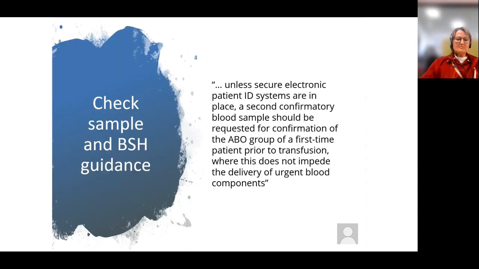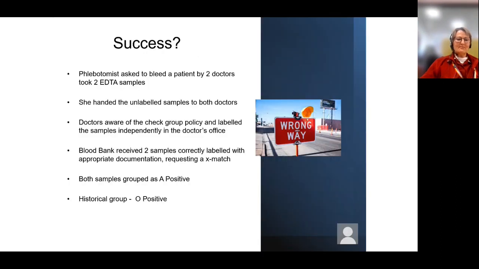Next slide, please, Terrie. The BSH guidance published in 2012 said that unless secure electronic patient ID systems are in place, a second confirmatory blood sample should be requested for confirmation of the ABO group of a first-time patient prior to transfusion, where this does not impede the delivery of urgent blood components. So in reality, we were talking about a two-sample rule, which we believe should have been called the check the group rule.